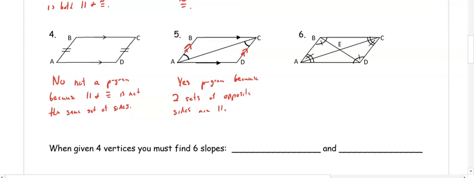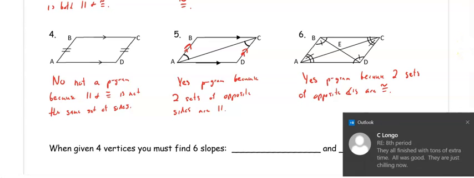In number 6, we have these angles that are congruent to each other with the diagonals drawn in. So if I add these angles because they have the same markings, they would be congruent. So yes, this is a parallelogram because two sets of opposite angles are congruent.